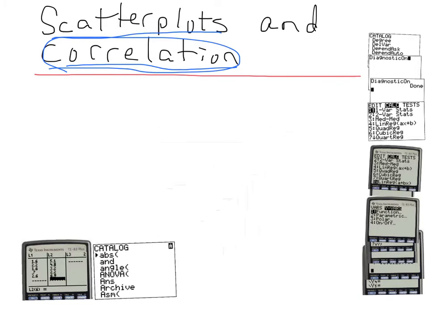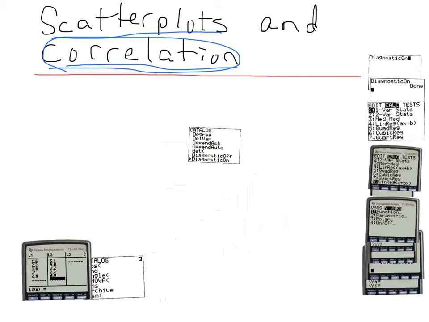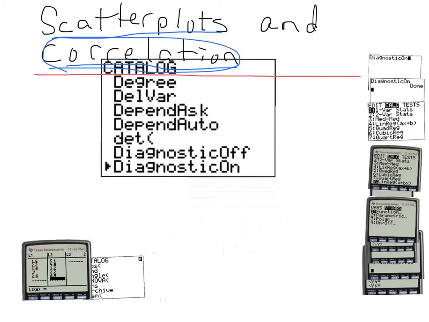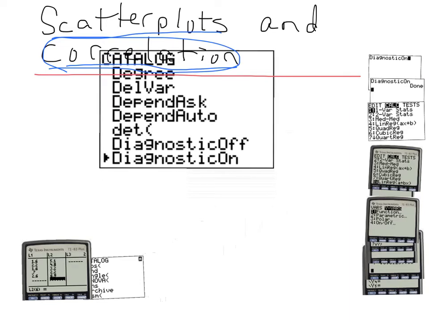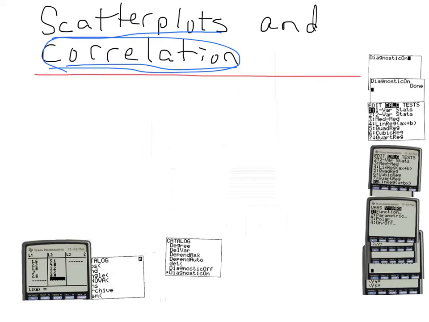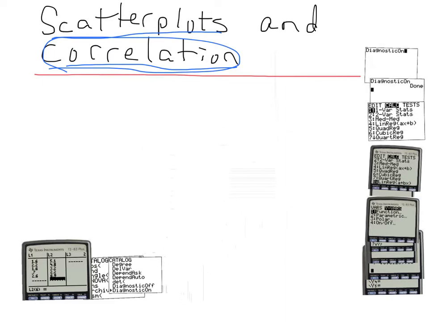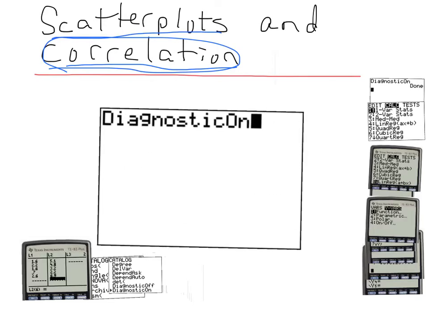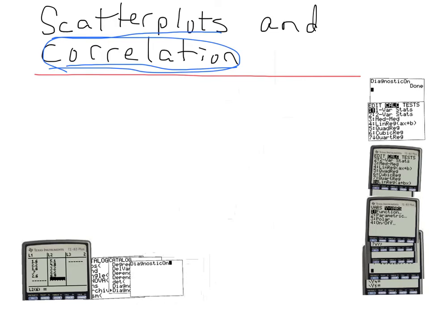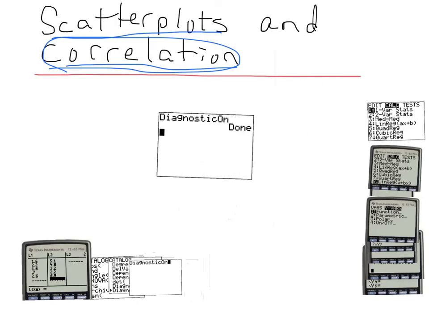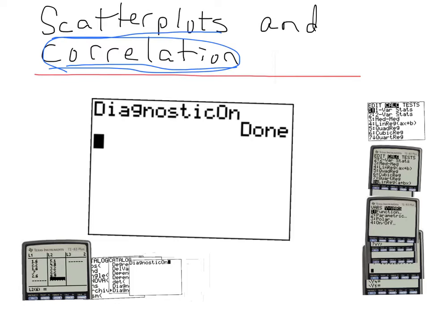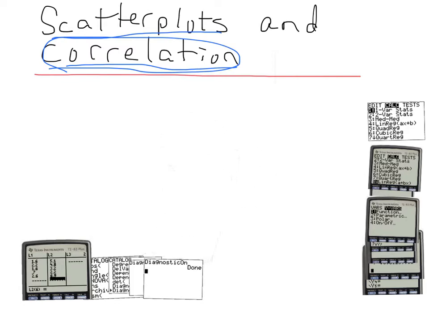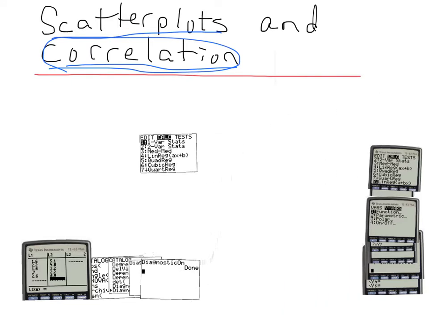I want you to scroll down until you see diagnostic on. I want you to put the cursor right on that diagnostic on, and then hit enter, and then the screen will look like this. And then I'd like you to quite simply hit enter again, and it'll just simply say done. And so now you have turned the diagnostics on, and you've made it such that the calculator will give you an R when you ask for it. R being correlation as per our notes.